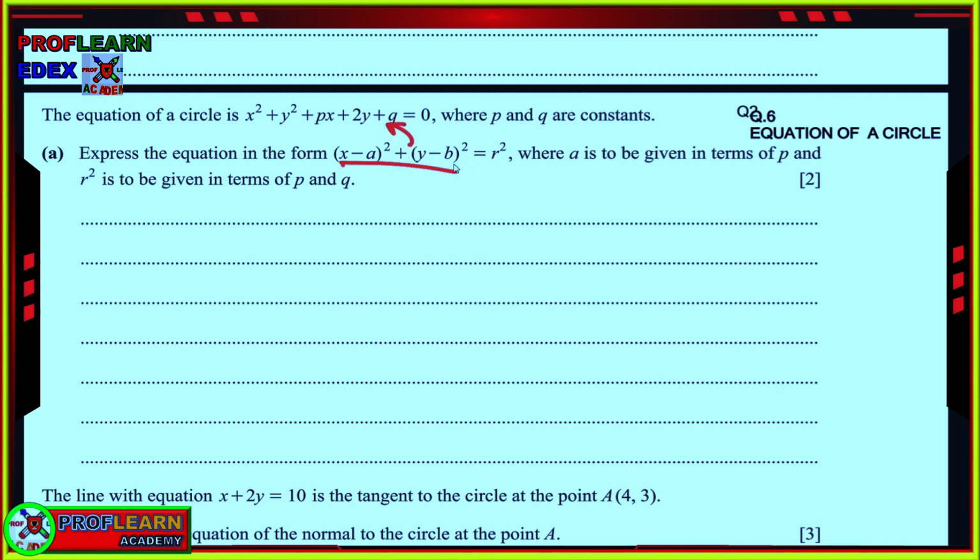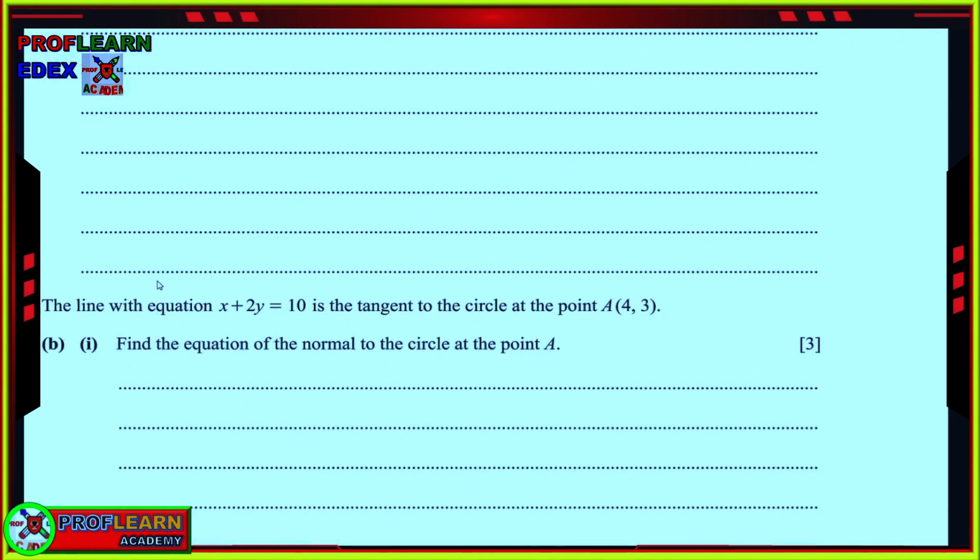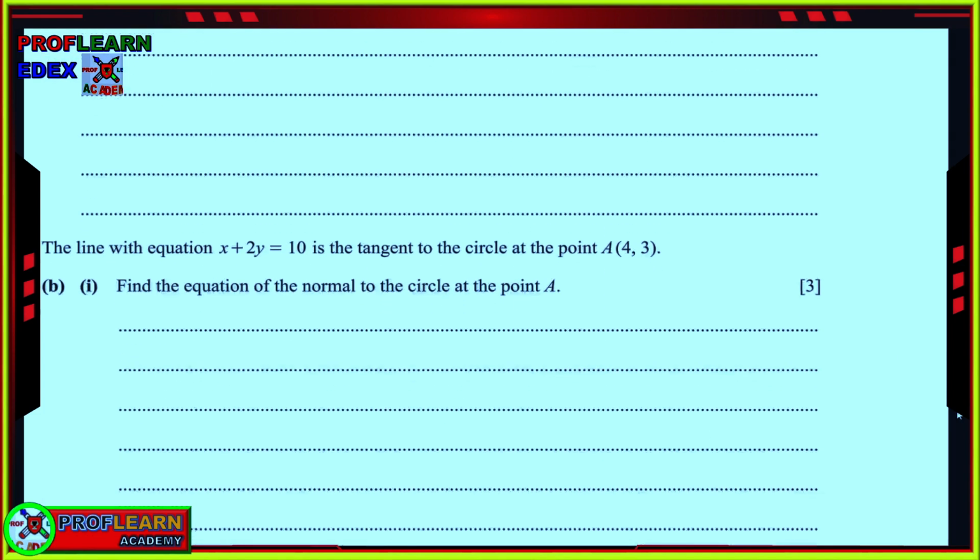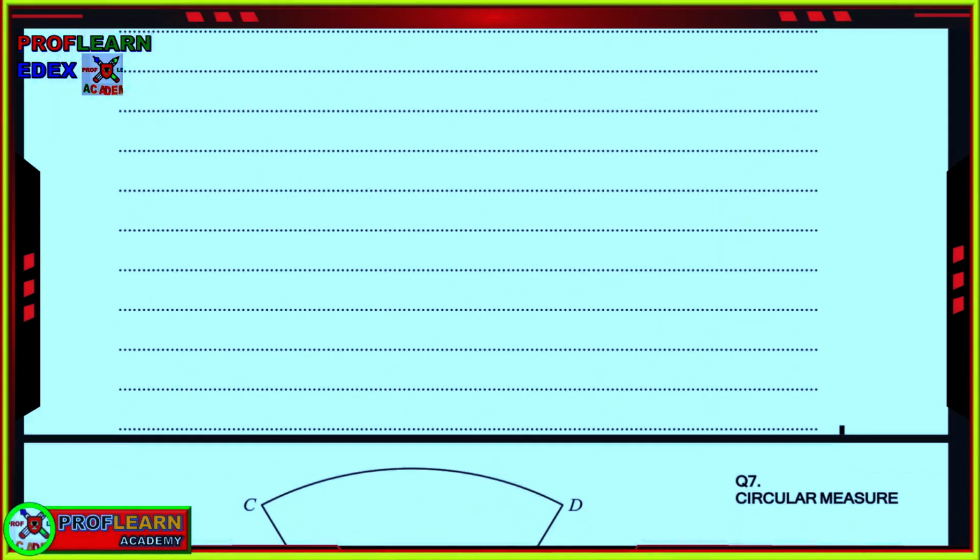Of course, this is actually expanding, and when you are given this kind of form, to express it in this format you need to use the completing the square method. So you also need to find the point of intersection between a circle and a line. Of course, you need to have an idea on how to work out such kind of question.